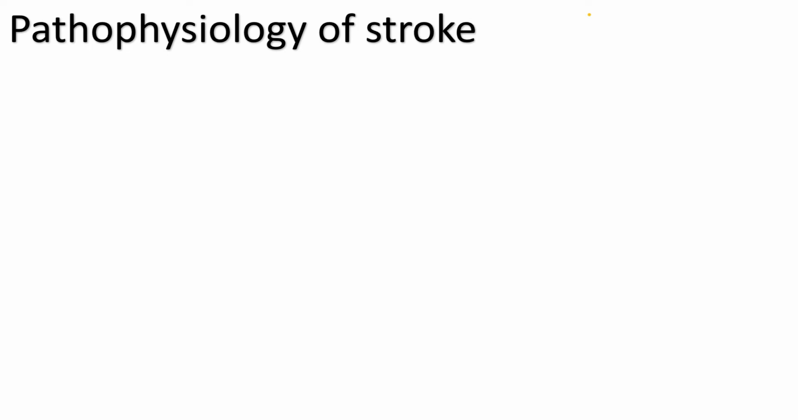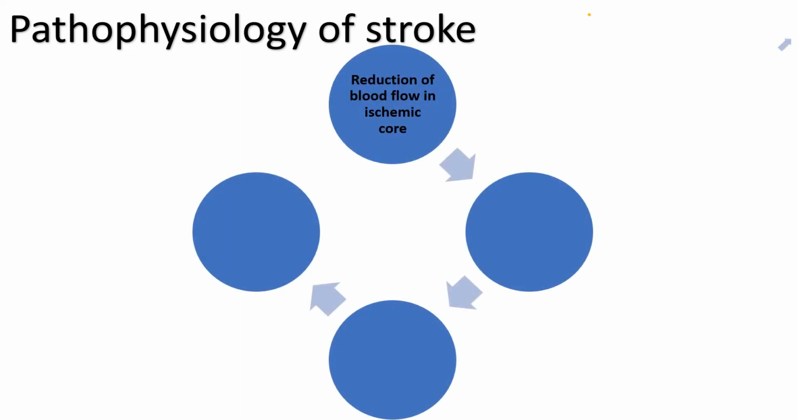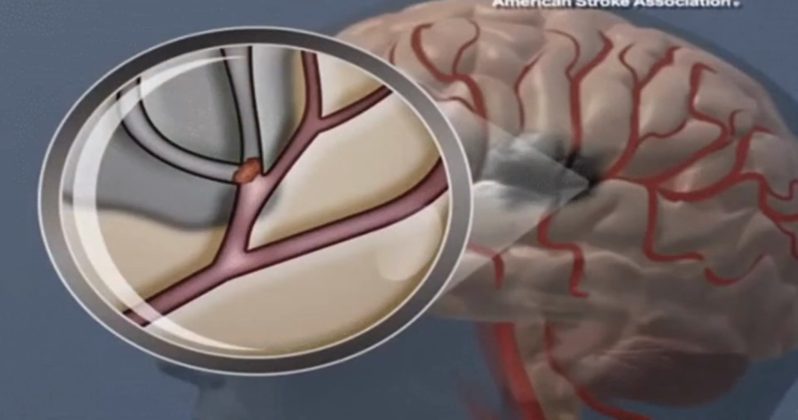Now that you know risk factors and types of strokes, let's see what happens when a brain strokes. Let's investigate the pathophysiology. In the ischemic core tissue, as the flow of blood stops, the brain tissues are deprived of oxygen and glucose. Several minutes after deprivation, the neurons start to die in this region.